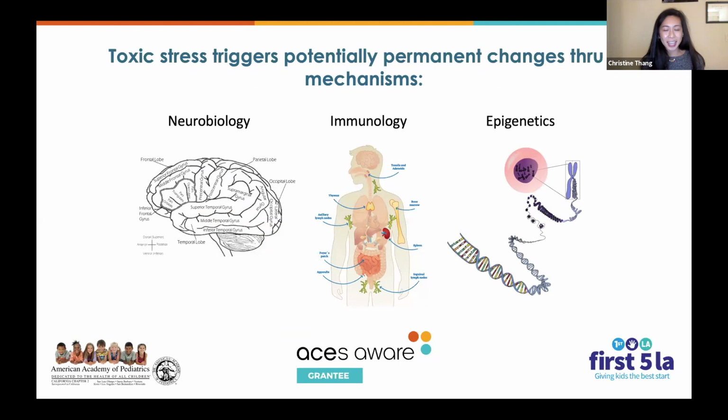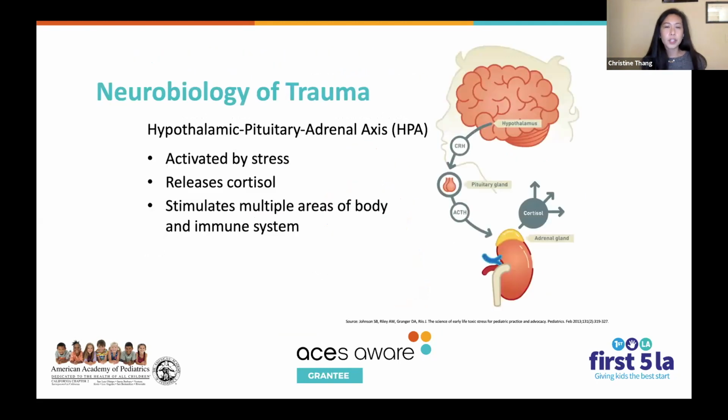Similar to how we do things in medical school, the approach that we take is trying to understand what's happening on the inside to see what's that clinical manifestation or what you see of that patient before you're in the clinic. So we know that toxic stress triggers potentially permanent changes through 3 different mechanisms. And the 3 mechanisms that we'll look at here are the neurobiology, the immunology, and the epigenetics. So starting with the neurobiology, we'll be taking you back to your first 2 years of medical school, thinking about the hypothalamic pituitary adrenal axis, your HPA axis. So the system is activated by stress.